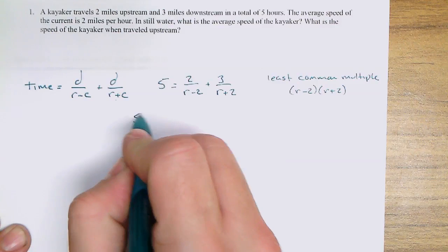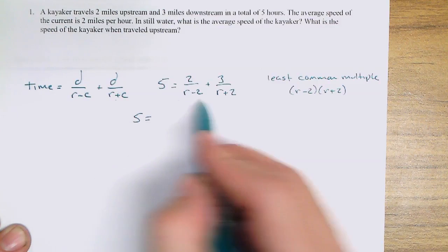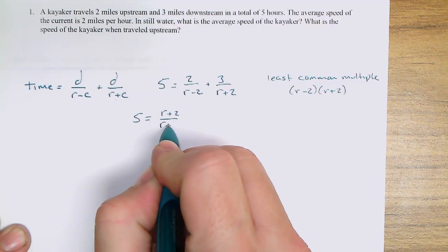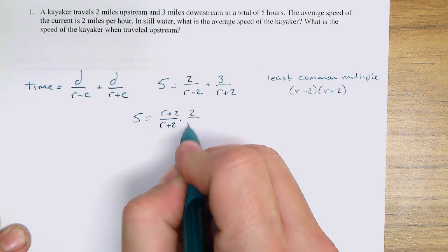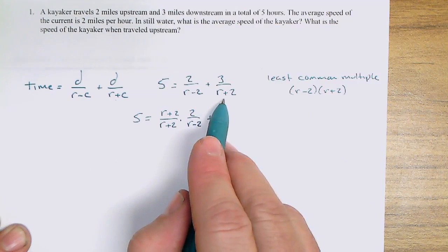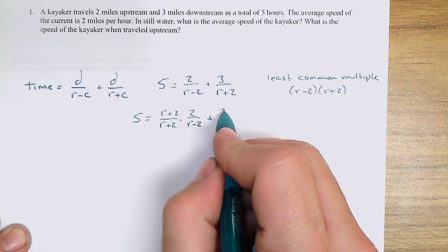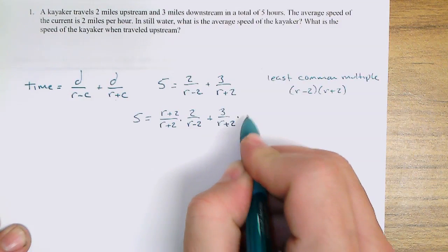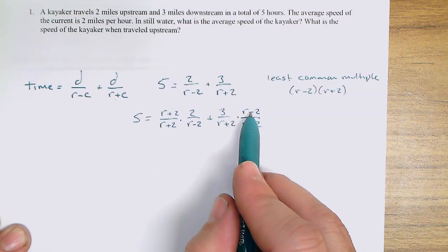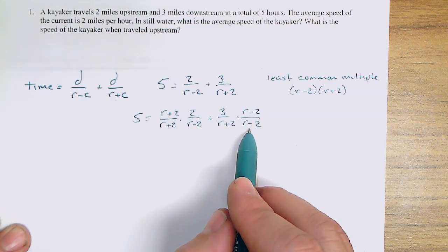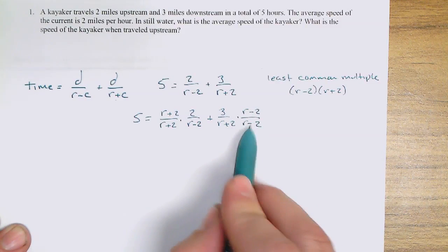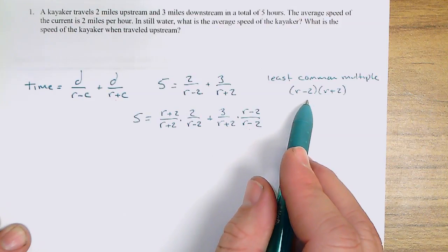So this would be 5 equals, since this is r minus 2, it's missing the r plus 2. So we'll multiply by r plus 2 over r plus 2 times 2 over r minus 2. And then likewise, here I'm missing the r minus 2 factor. So I'm going to take my 3 over r plus 2 and multiply it by r minus 2 over r minus 2. Now remember, r minus 2 over r minus 2 equals 1. So we're not changing the value of this rational expression. We are merely changing the form to get to this common denominator.